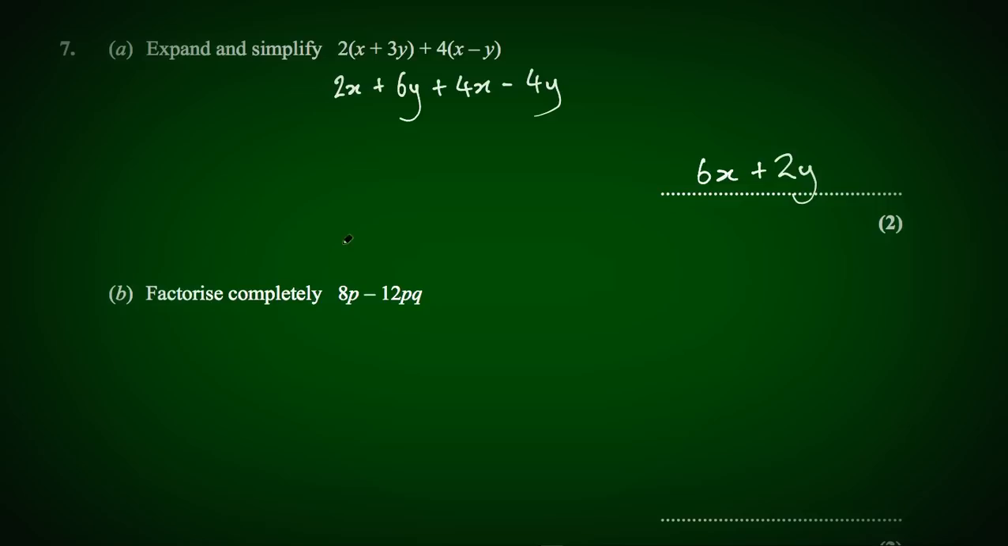Factorize completely. That means take out all common factors. I can get p out of both expressions, and I can't get 8 out of both, but I can get 4 out of both expressions. So 4p is going to be my factor of both. I have to multiply that by 2 to get 8p, and I have to multiply it by minus 3q in order to end up with minus 12pq there. So that's my answer for that one. If I'd factorized just by taking the 4 out, or just by taking the p out and forgetting the numbers, that would not have answered the question.